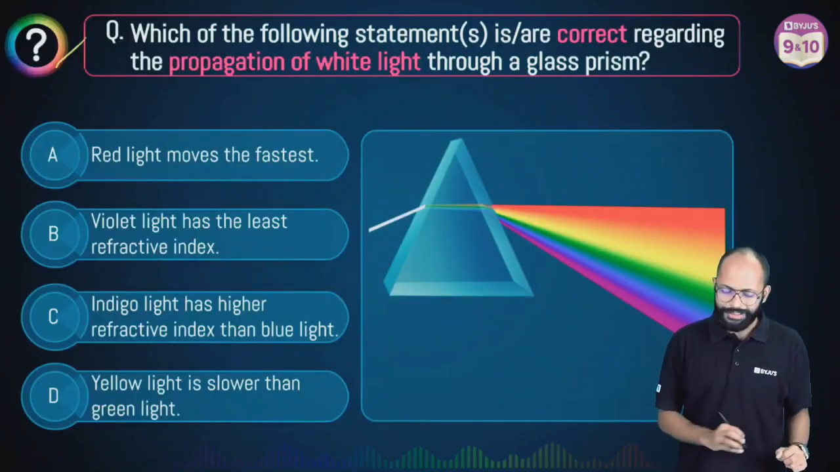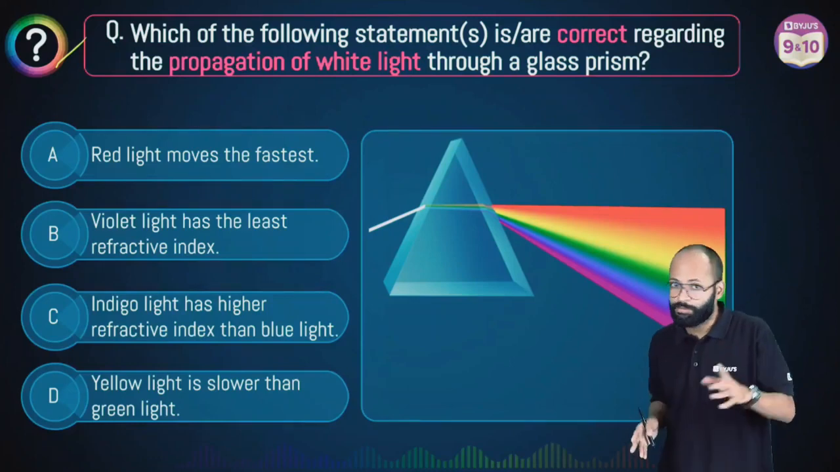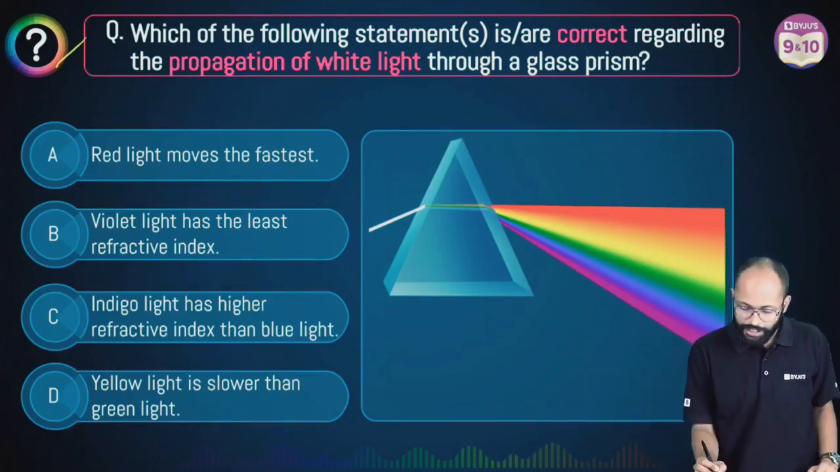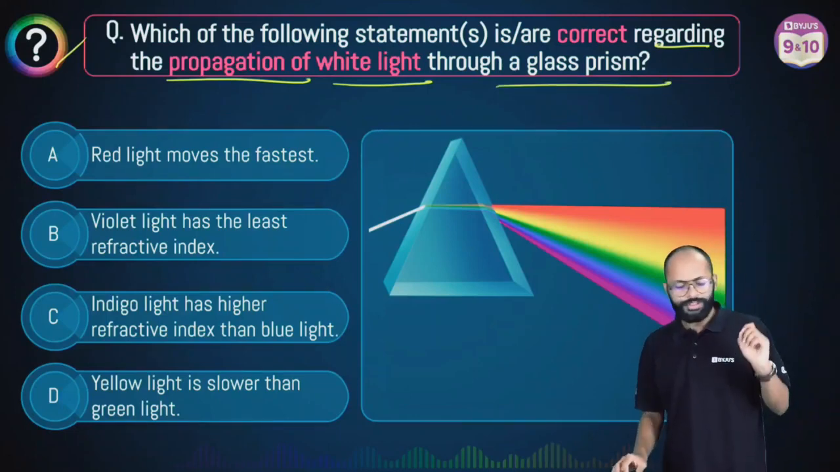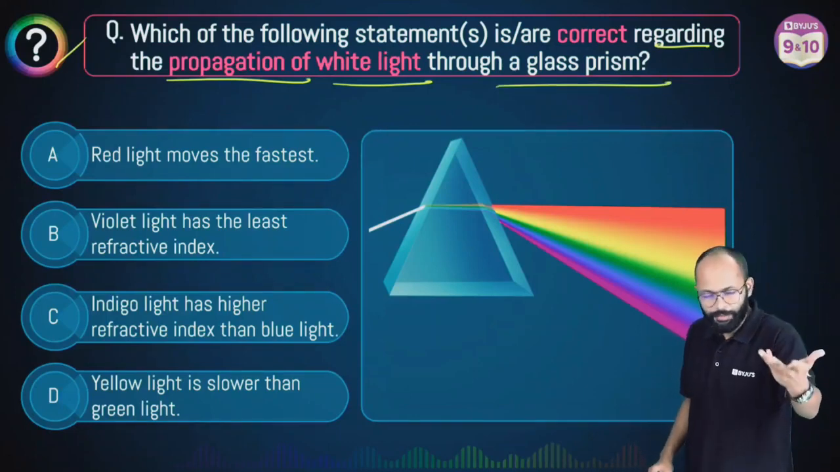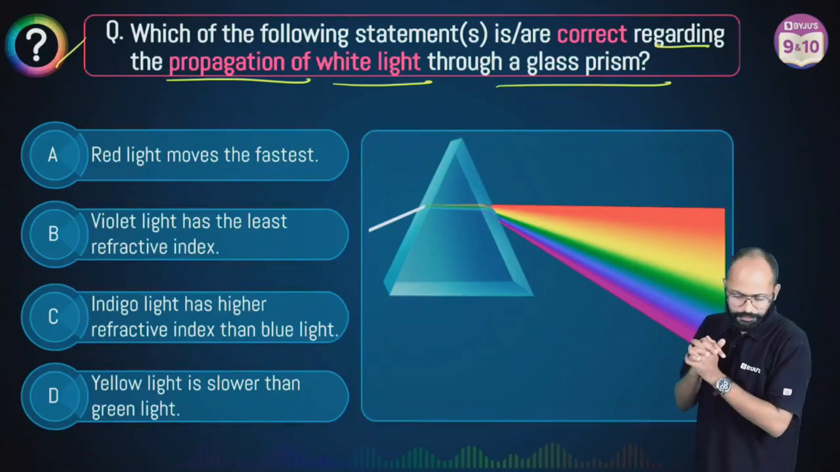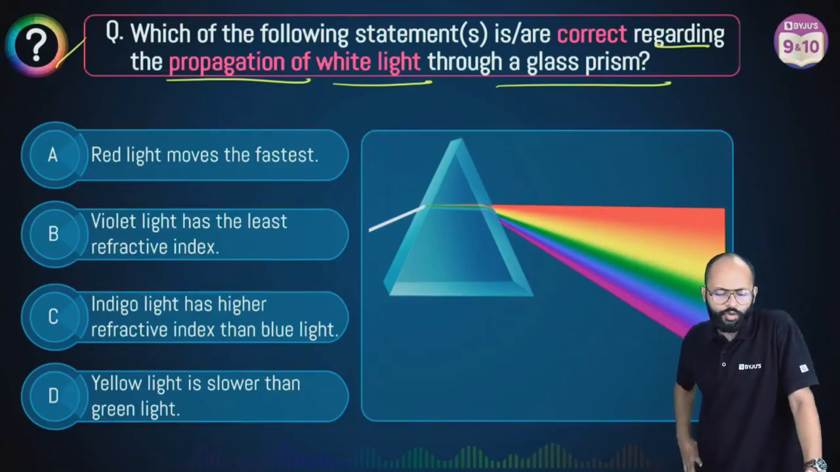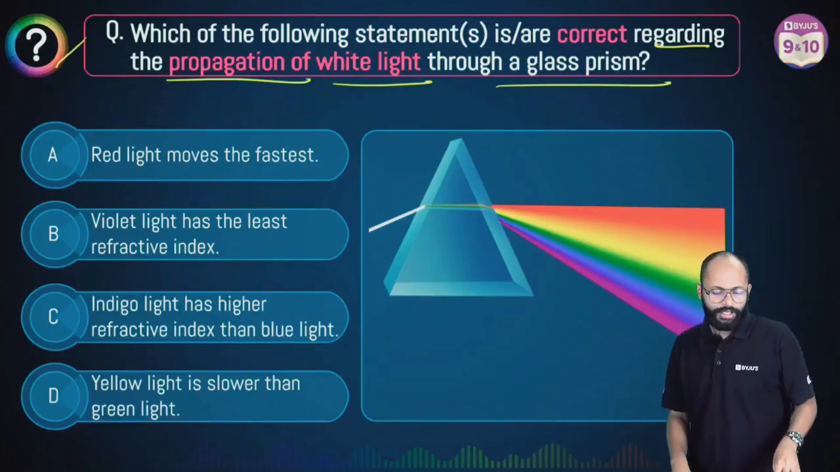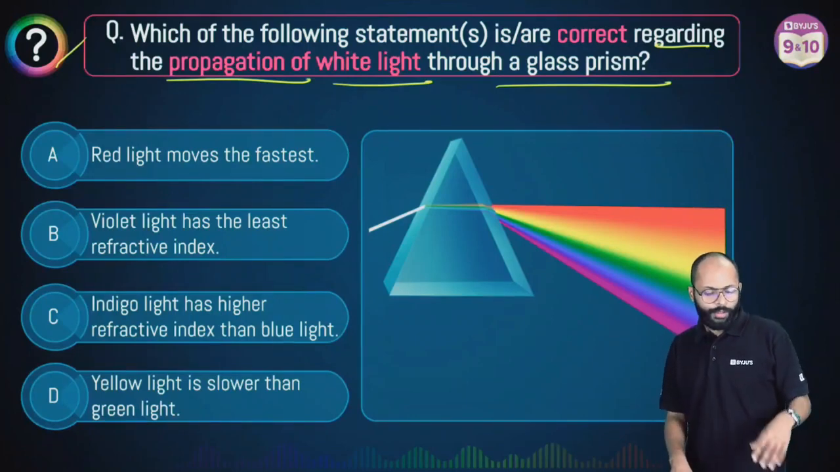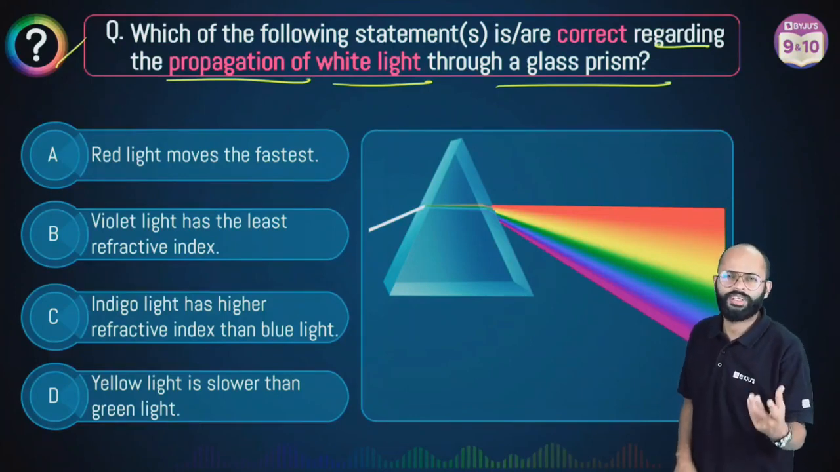Which of the following statements is/are, which means more than one can be correct, regarding the propagation of white light through a glass prism? कौन से स्टेटमेंट सही हैं? ठीक है, लेट्स सी। फर्स्ट ऑप्शन, रेड लाइट मूव्स द फास्टेस्ट। सेकेंड ऑप्शन, वॉयलेट लाइट हैज द लीस्ट रिफ्रैक्टिव इंडेक्स। थर्ड ऑप्शन, इंडिगो लाइट हैज हायर रिफ्रैक्टिव इंडेक्स देन ब्लू लाइट। लास्ट ऑप्शन, येलो लाइट इज स्लोअर देन ग्रीन लाइट। कम ऑन, थिंक अबाउट इट.